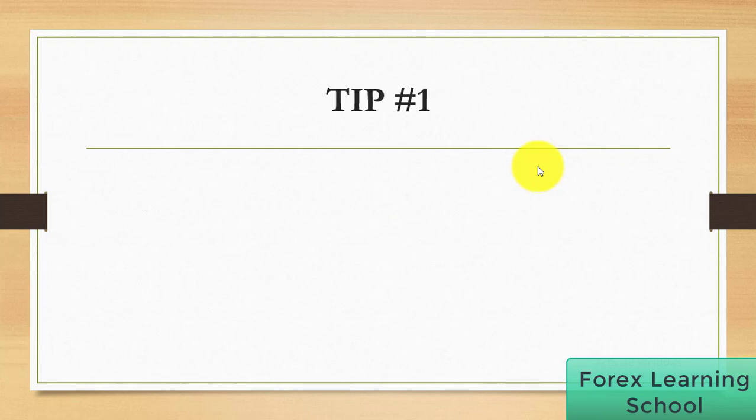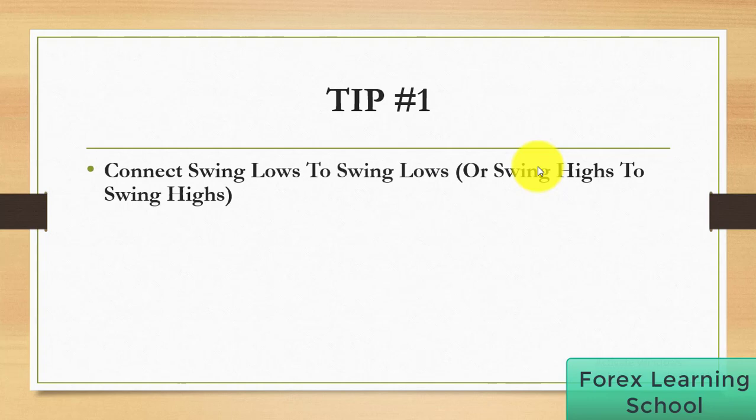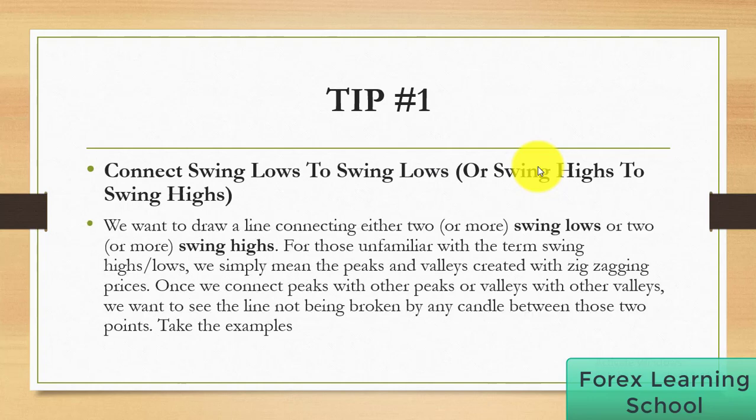Tips 1. Connect swing lows to swing lows. We want to draw a line connecting either two or more swing lows or two or more swing highs. For those unfamiliar with the term swing highs lows, we simply mean the peaks and valleys created with zigzagging prices. Once we connect peaks with other peaks or valleys with other valleys, we want to see the line not being broken by any candle between those 2 points.